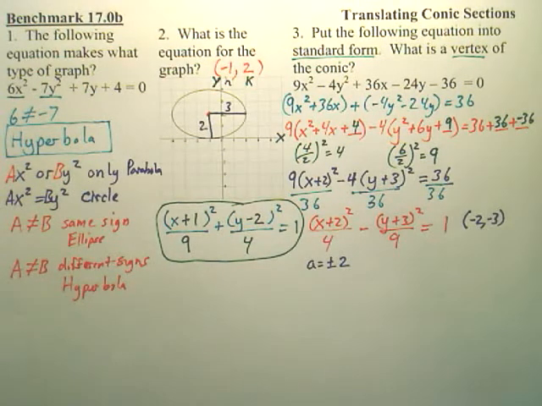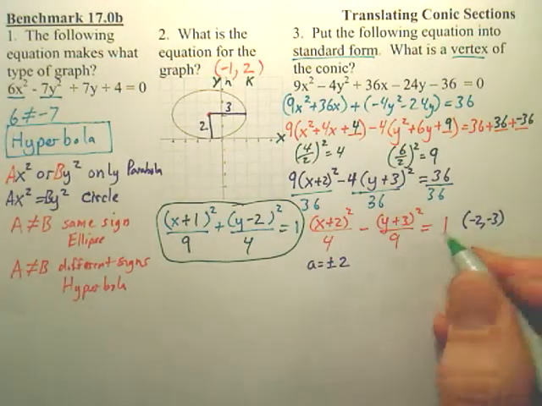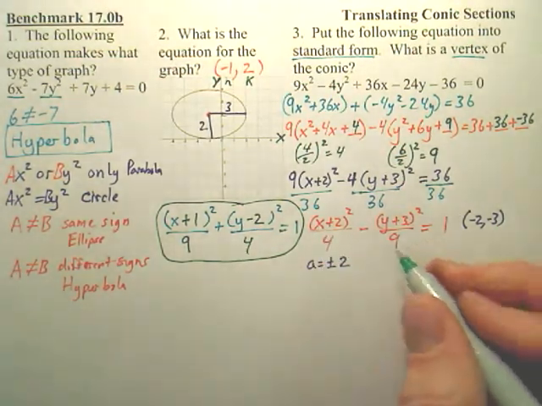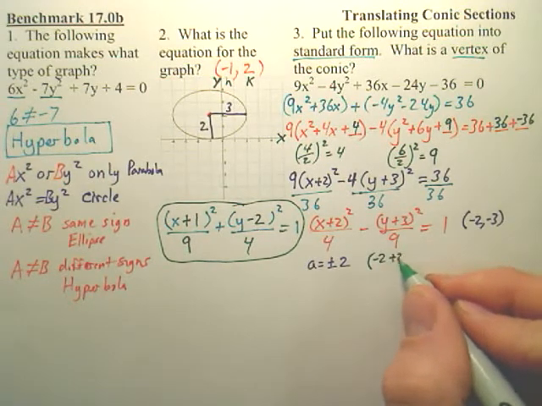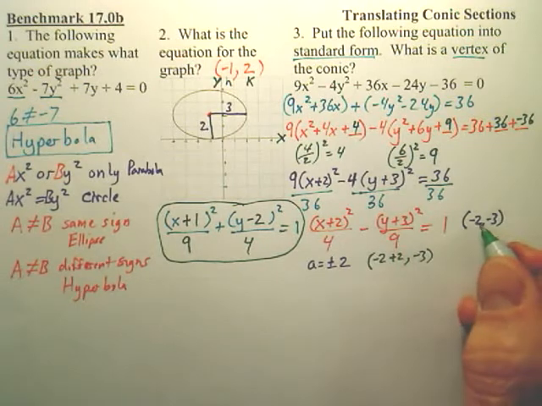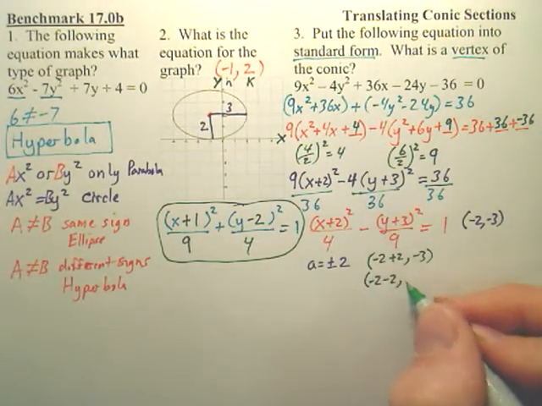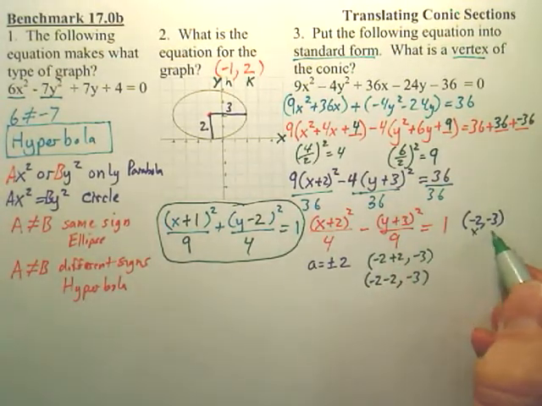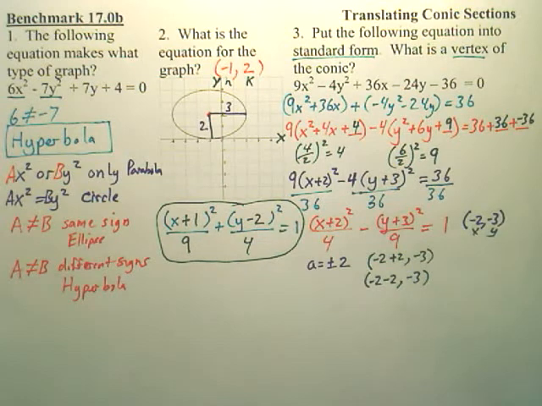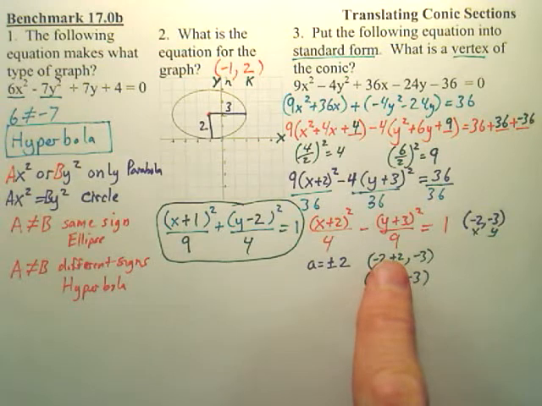And to get those vertices, what we're going to do is we're going to take this negative 2, negative 3, and the 2 came from the x. So what's going to happen is we're going to have negative 2 plus 2, comma negative 3. So we take the negative 2, we're going to add the 2. Or we're also going to have negative 2 minus 2, comma negative 3. So basically we're adding 2 and subtracting 2 to the x value here, because we know the vertices are going to be on the x-axis. They're going to be 2 left and 2 right.